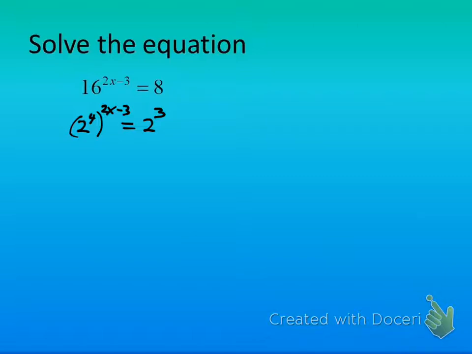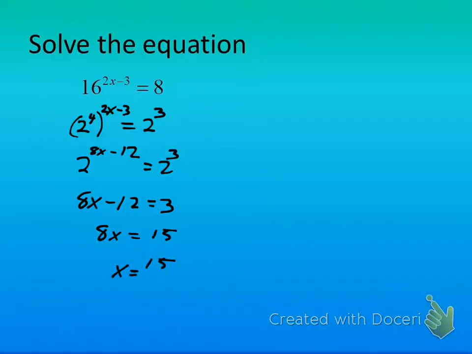So distribute the 4 through. So 2 to the 8x minus 12 equals 2 cubed. Once you get the hang of it, this step here you can kind of skip as long as you know you're going to be having the same base after you distribute properly. That's my only concern. Just make sure you distribute properly, and then if you want, you can go straight to 8x minus 12 equals 3, and then solve that. So add 12, 8x equals 15, so x equals, keep that as a fraction, 15 over 8.